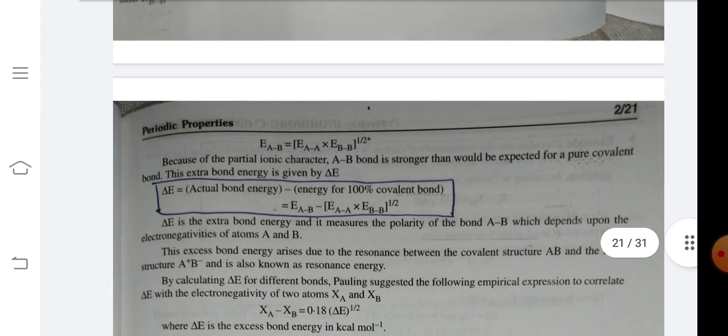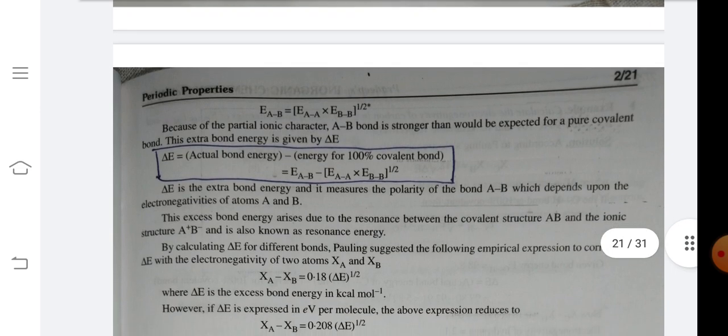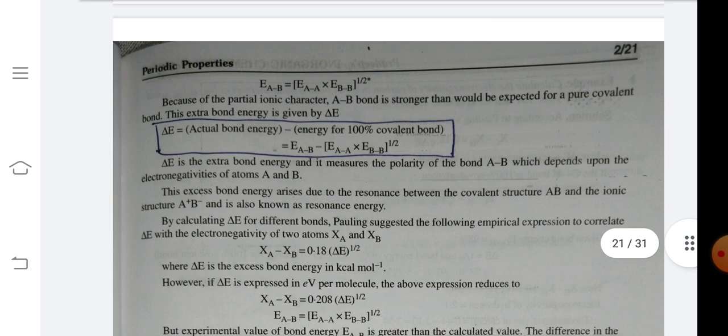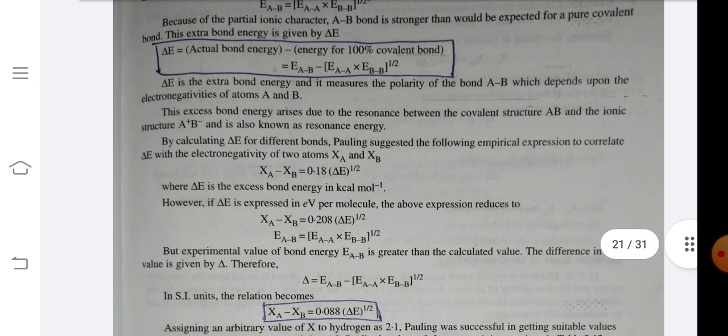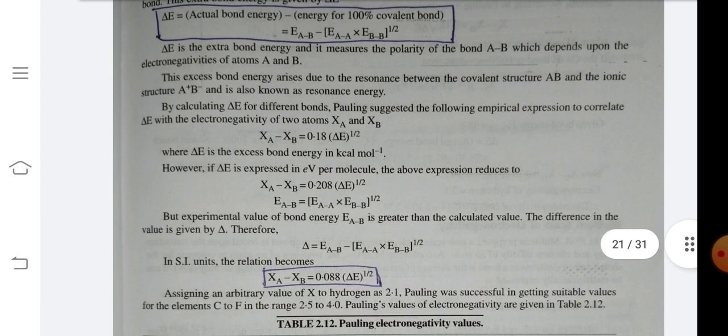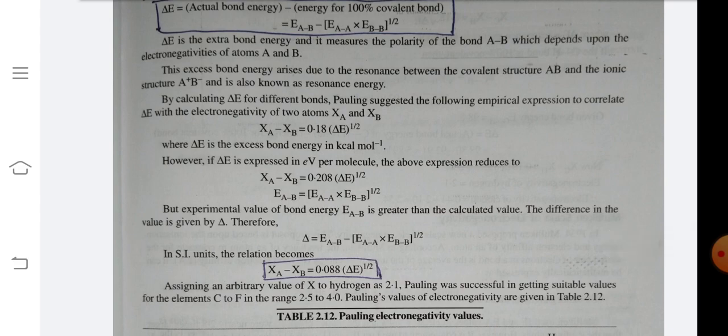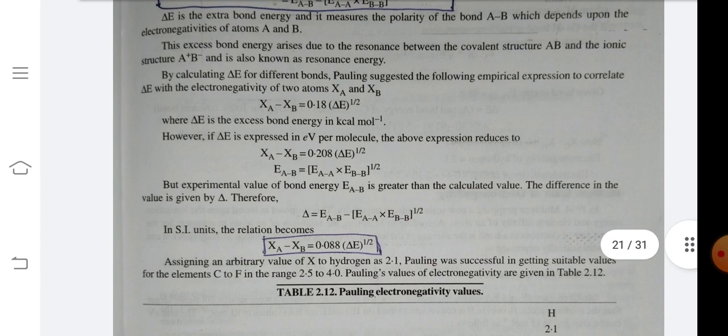EAB is equal to EAA into EBB to the power half. Because of the partial ionic character, the AB bond is stronger than would be expected for a pure covalent bond. This extra bond energy is given by delta. Delta is equal to the actual bond energy minus the energy for a 100% covalent bond, that is EAB minus EAA into EBB to the power half. Delta is the extra bond energy and it measures the polarity of the bond AB, which depends upon the electronegativities of atoms A and B.